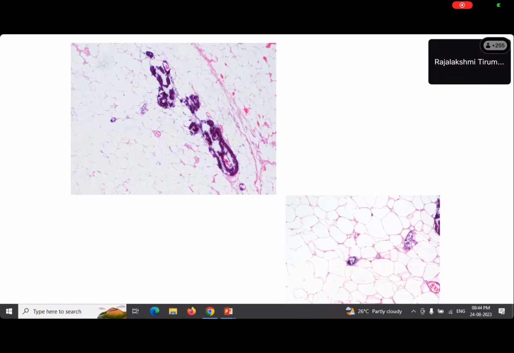So what you're seeing is that almost every single vessel in the subcutis is showing calcification. And it turns out that this was a patient of chronic renal failure. So that history was not given to us. When we went back and asked, we got the history. So this was indeed calciphylaxis.